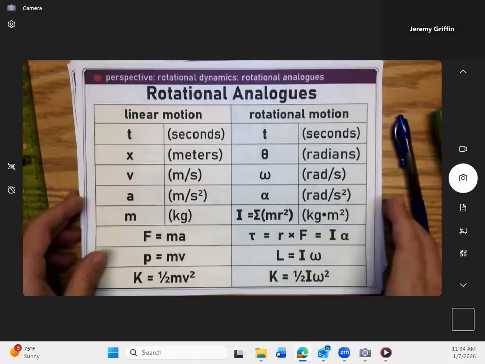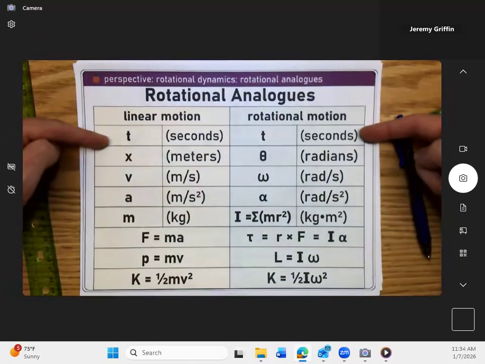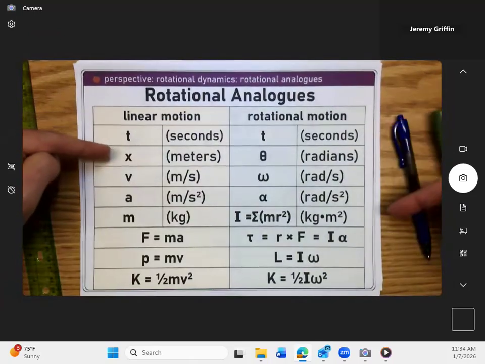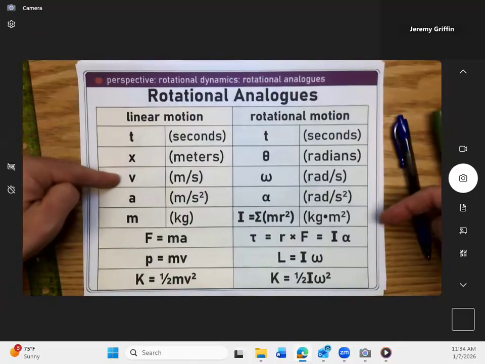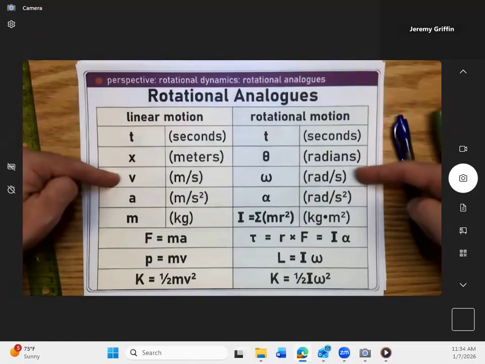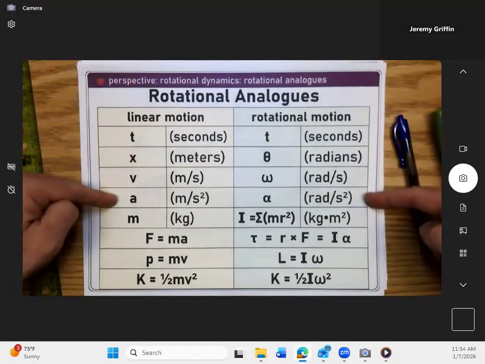Okay. Rotational analogs. So here's what's going on. Linear motion. Here's the rotational equivalent. Time is still time in seconds. Instead of how far in meters, now we're saying how far the turntable turns in radians. Instead of how fast in meters per second, now it's how fast it is rotating, in radians per second. Acceleration. Now we have an alpha for angular acceleration.